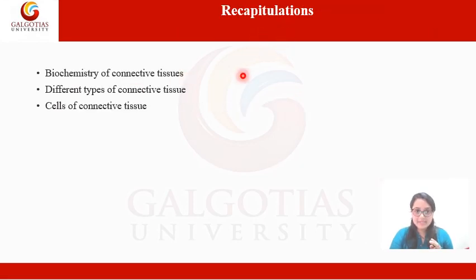Recapitulations. Now let us see what did we read about this practical session in our previous class. We read about the biochemistry of connective tissues. We saw how connective tissues work, how do they function, what are the different types or varieties of connective tissues available in our human body, what are the various cells of the connective tissue. So it was all about connective tissue in the previous class. Today we'll be discussing more of the diet and a balanced diet plan.